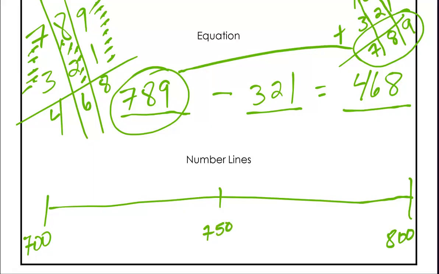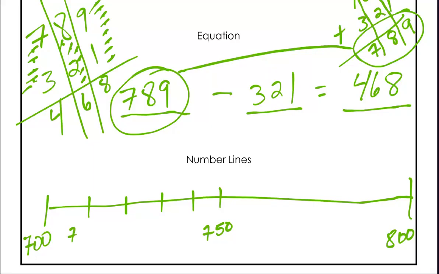Okay. Now we need to get to 789. So would it be smart to count by ones? No. Twos? No. Fives? No. Tens? Yes. Counting by tens would probably be the best way. Okay. So we have 700, 710, 720, 730, 740, 750.